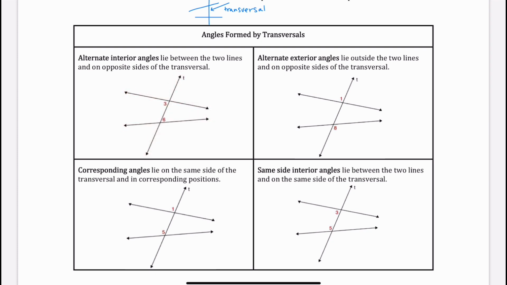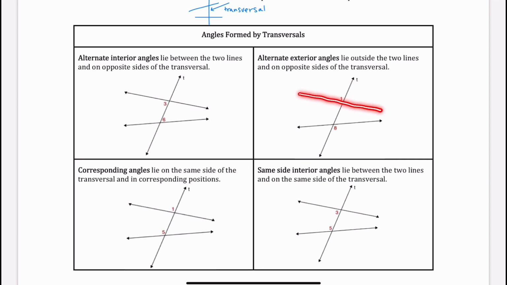Now, if we have two angles that are on the inside of our two coplanar lines and on alternating sides of the transversal, these are alternate interior angles.